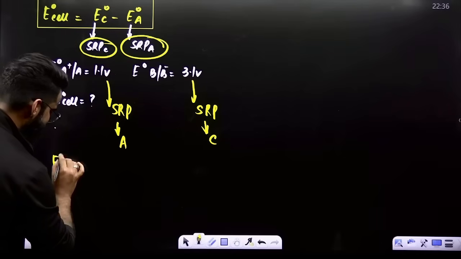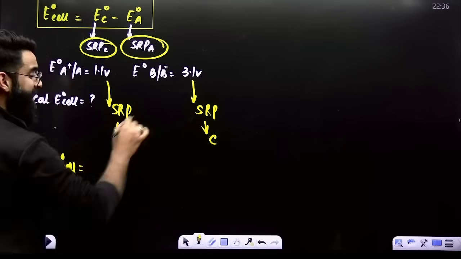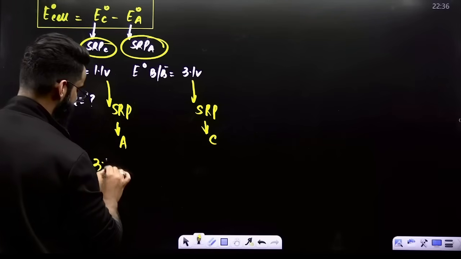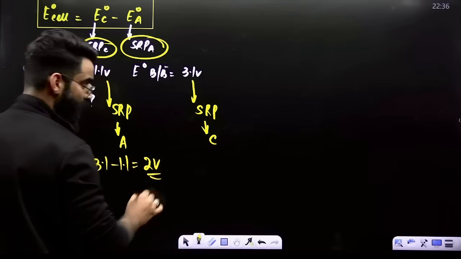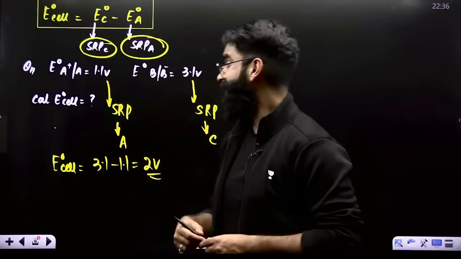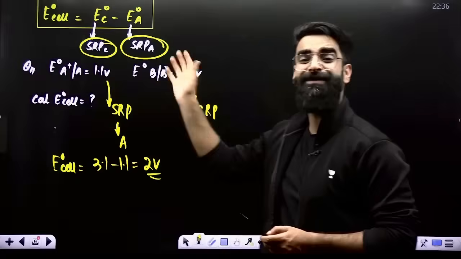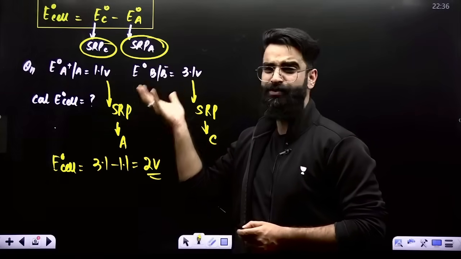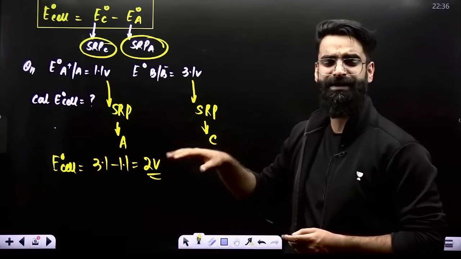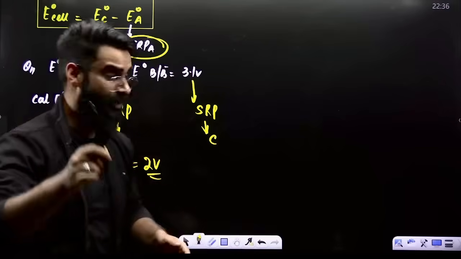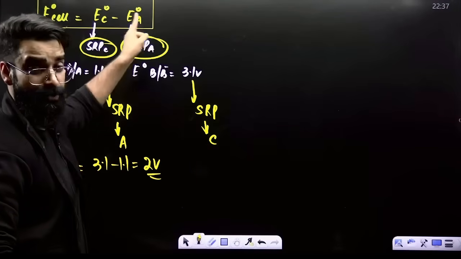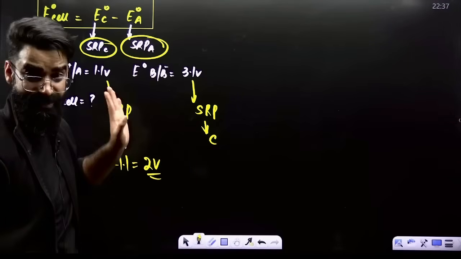So you can easily calculate E0 cell, which is E0 cathode, SRP of cathode, that is 3.1, minus SRP of anode, that's 1.1. The value comes out to be 2 volts, right? Now, it's not necessary that they'll give you SRPs only. They might give you SOP values also. Perfect. You just need to convert those SOPs into SRPs by just changing the signs and accordingly use this particular formula. But take care of this particular thing. E0 cell is E0 cathode minus E0 anode, SRP of cathode minus SRP of anode.